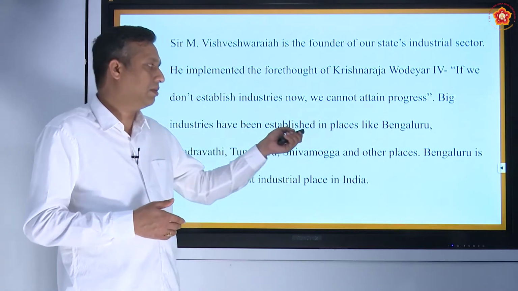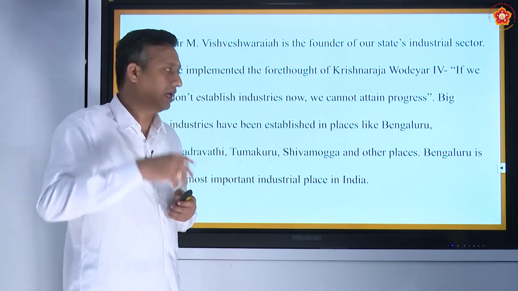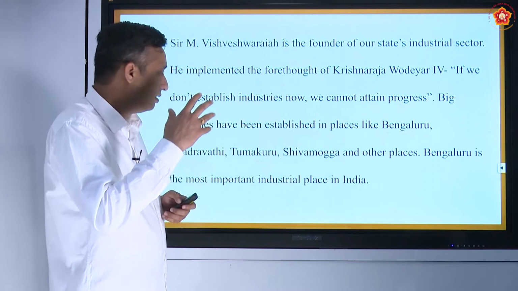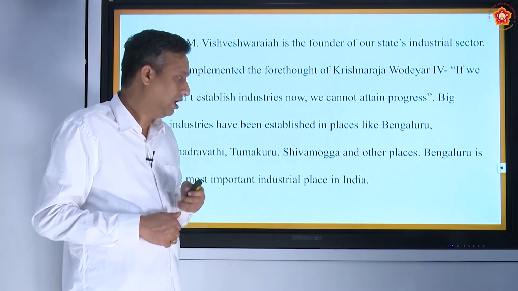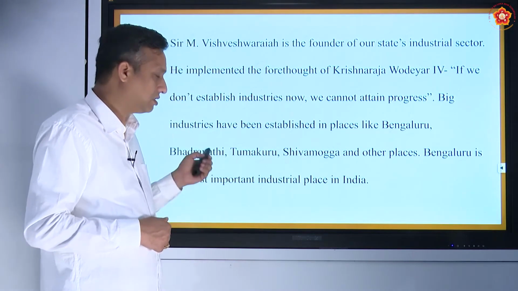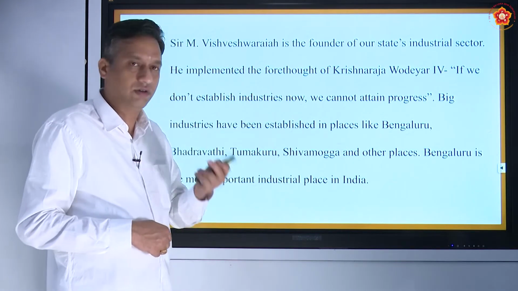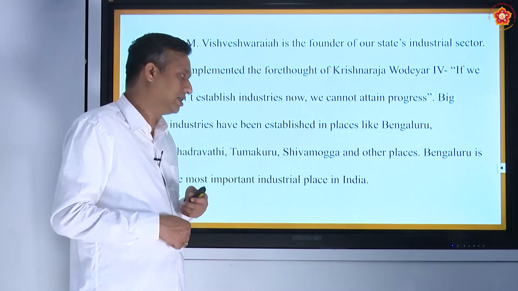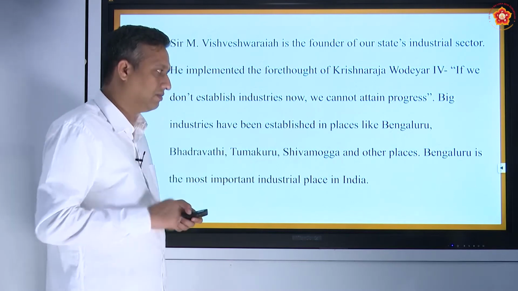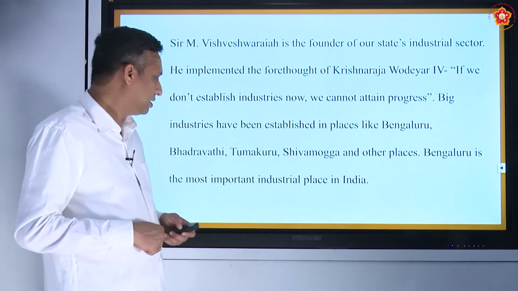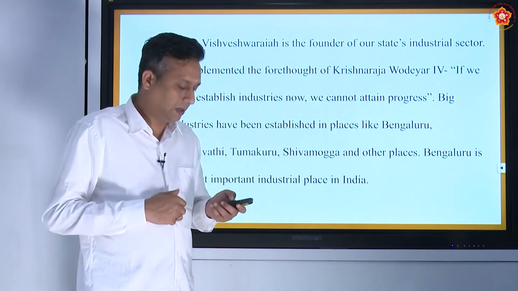So big industries are established in places like Bengaluru. There is an area called Peenya Industrial Area and many other areas in Bengaluru where these industries are established. Bhadravati in Shimoga district has the Bhadravati iron and steel industry, and the Bhadravati paper industry was also established. It was the brainchild of Sir M. Vishweshwaraya. It was called the Bhadravati iron and steel industry, and later it was named the Vishweshwaraya iron and steel industry. Then in Tumkuru, Shimoga and other places we have industrial clusters, and industries have developed. Bengaluru is the most important industrial place in India. So Bangalore has a very special place for industries.